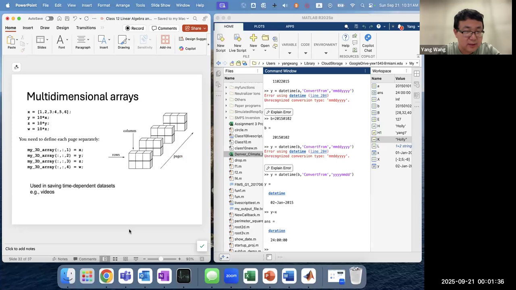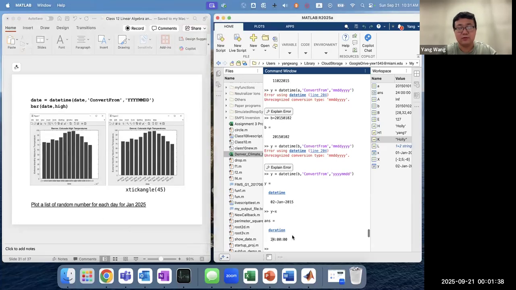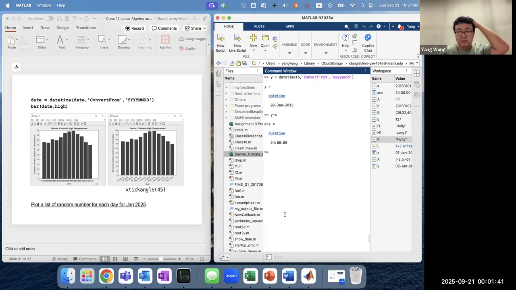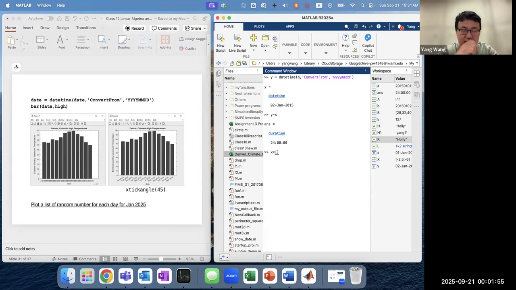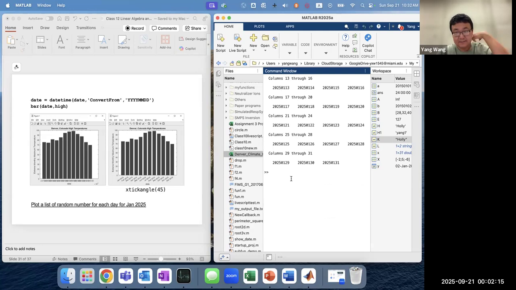Okay, so basically here I have a hands-on problem. We can try to plot a list of random numbers, basically generate a random number for each day in January 2025, and then make the plot. So how do we do that? We first need to define our x-axis, right? So basically the days or the dates. We can define it similar to the values we used here. So it's going to be 2025, 01, 01, separated by 1 day, up to 2025, 01, 31st, right? So this is our x-axis, okay?